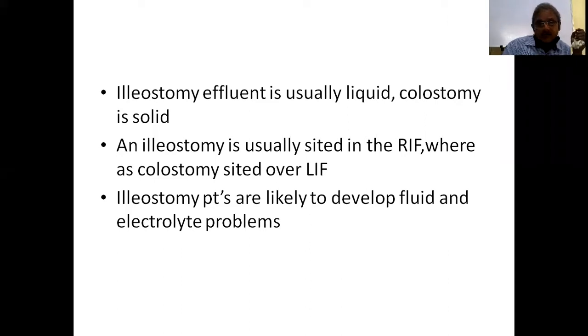They are likely to develop fluid and electrolyte problems. You have to monitor the input. You have to monitor the output, because once you do a stoma, you snugly fit it with an appliance or you snugly fit it with drains or drainage system, so that you know what is the output.